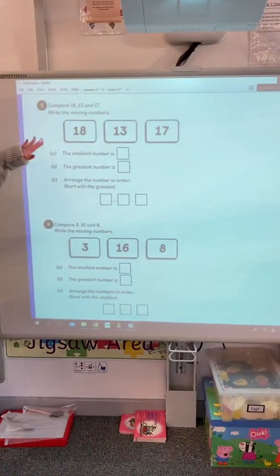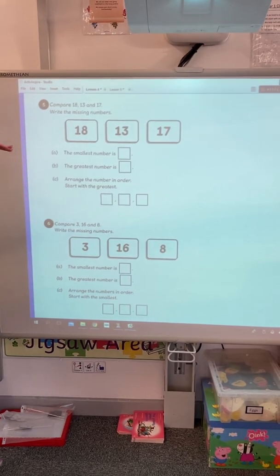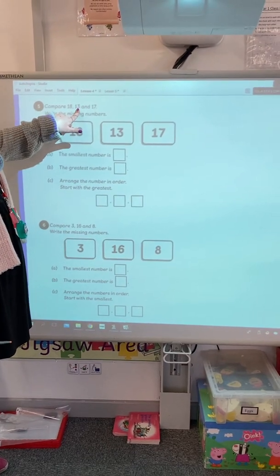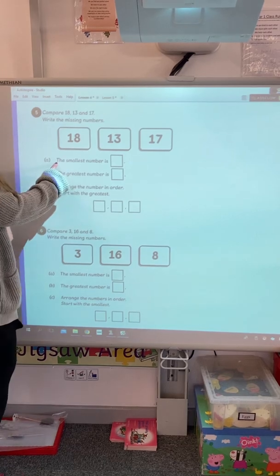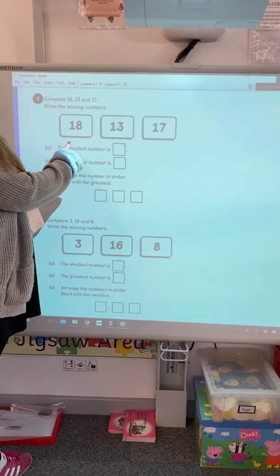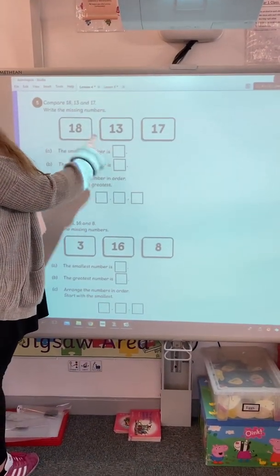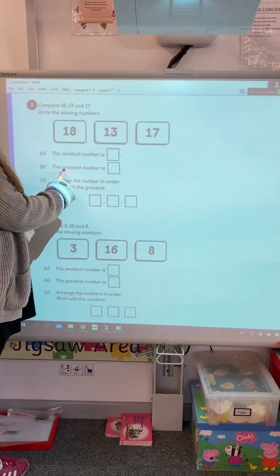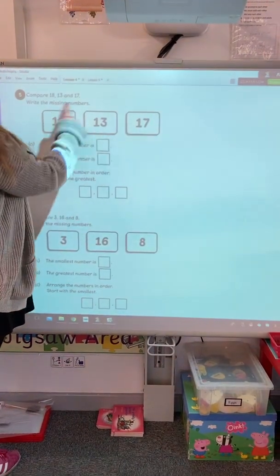The next one, there's a lot of reading on here, so maybe ask your mums or dads or whoever's helping you, but if not, try to use your phonics, okay? It says compare 18, 13 and 17. Write the missing numbers. So here I know this begins with an S, which is the smallest. So the smallest number is, which one of these is the smallest? Write it in here. The greatest number is, which one of these is the greatest number?